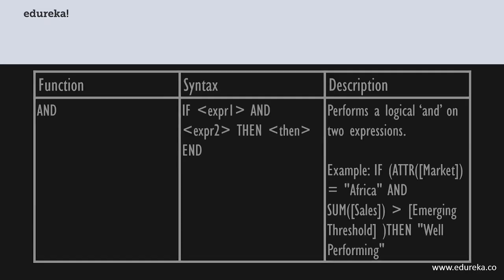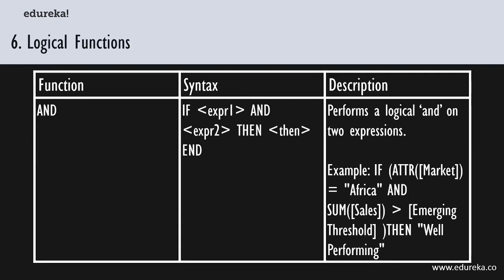So first of all, the AND function. Basically this performs a logical conjunction of the two expressions. So basically it's the logical AND. If you look at the given example, it says if your market equals Africa and the sum of sales are both greater than the emerging threshold, then it should give the output well performing. Notice how both of these conditions have to be true for Tableau to give you an output of well performing. That is what a logical AND does. For logical AND to work, both of the conditions need to be true.